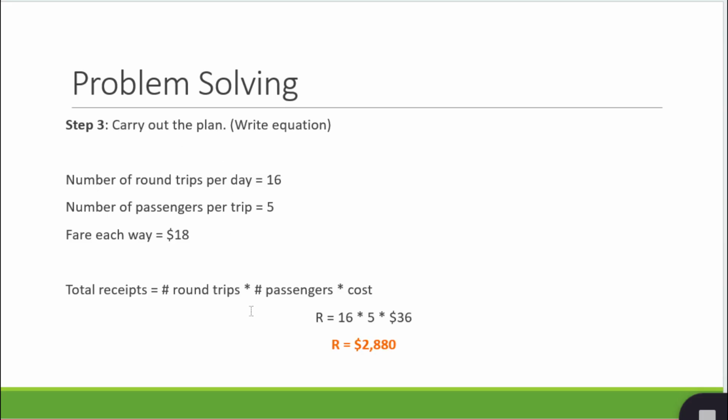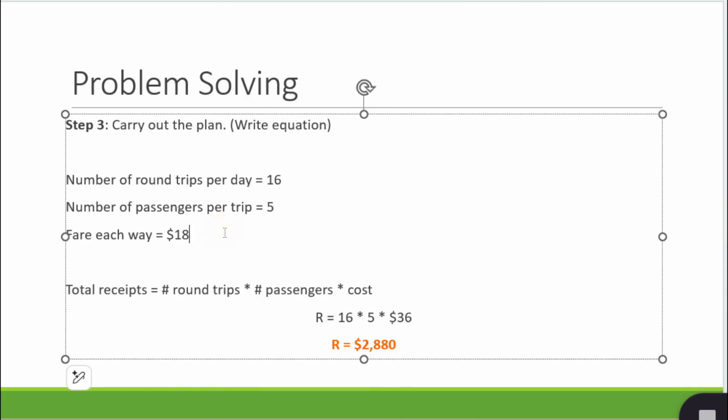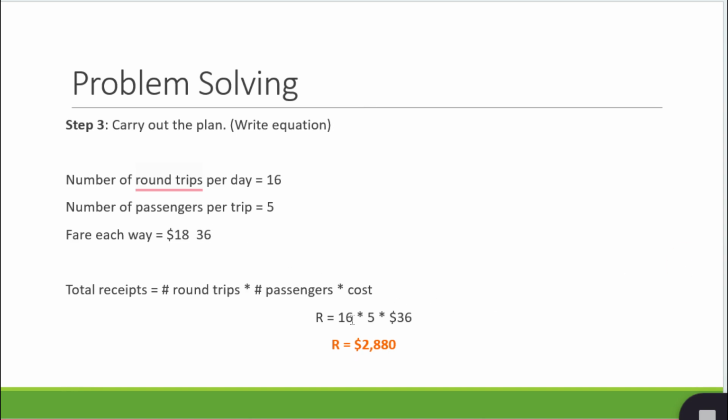Next, let's put the plan in action. So we're going to go ahead. Remember, this has got to be 36 now instead of 18. So we're going to plug the numbers in, and we get 16 times 5 times 36. That would be our total receipts for the day, and that would be $2,880. So we just did step 3. And then step 4, the only way to really check a problem like this is to rework it.